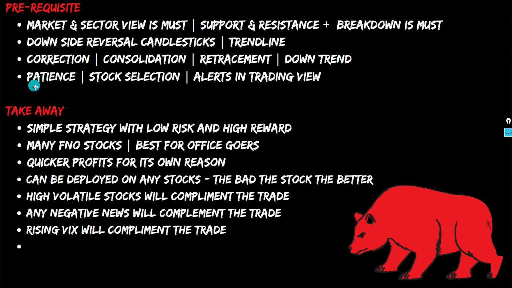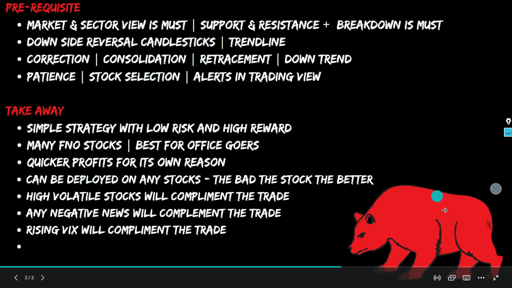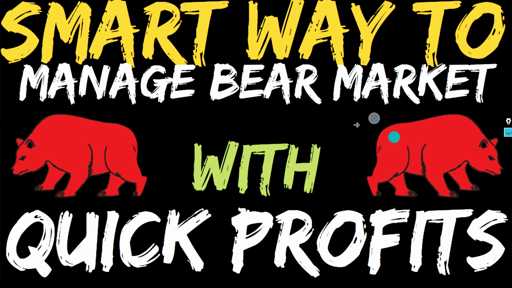Basically, the prerequisite for this strategy is that you should be aware of how to get the market view and the sector view. Market view and sector view are a must for the strategy. You should at least have basic knowledge about how to identify support and resistance and also the breakdown. Breakdown is one of the bare minimums for this strategy. You'll get to know why I'm stressing the breakdown, and just keep an eye on this bear. This has something to do with the bear, because when I started this slide I said, a smart way to manage the bear market.